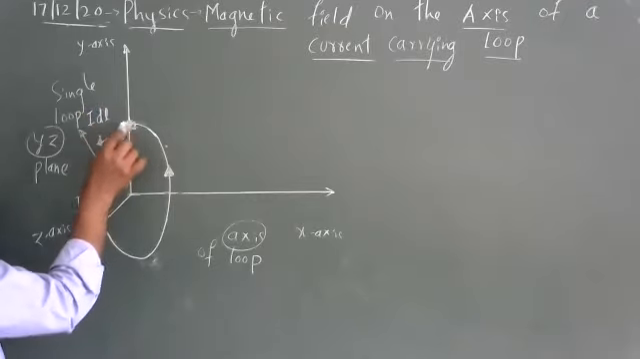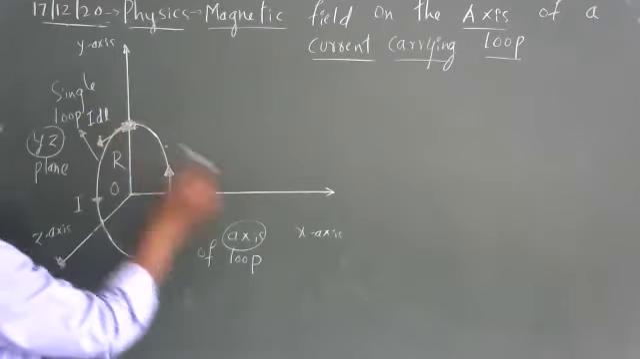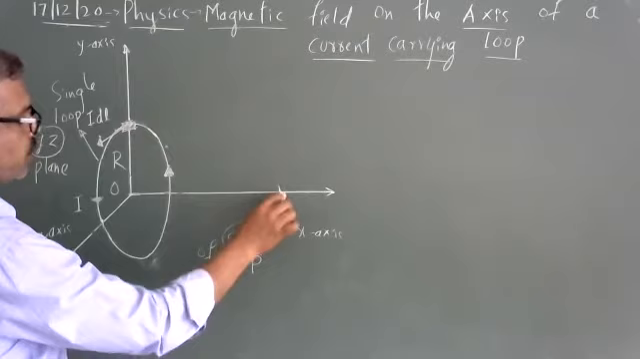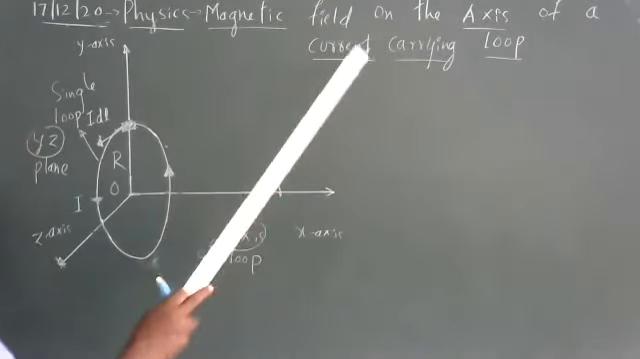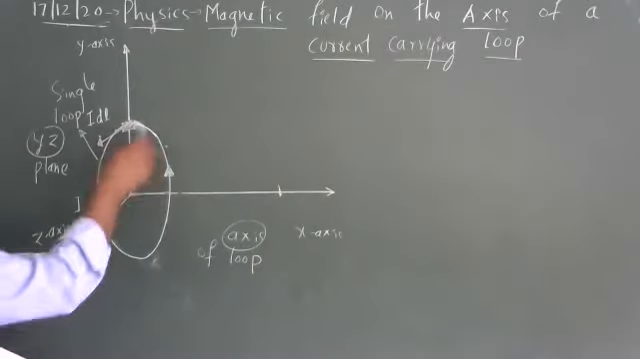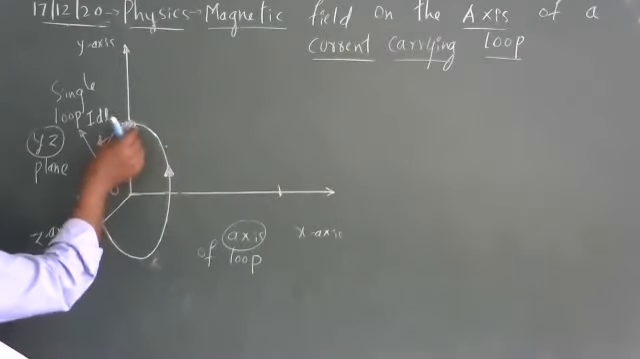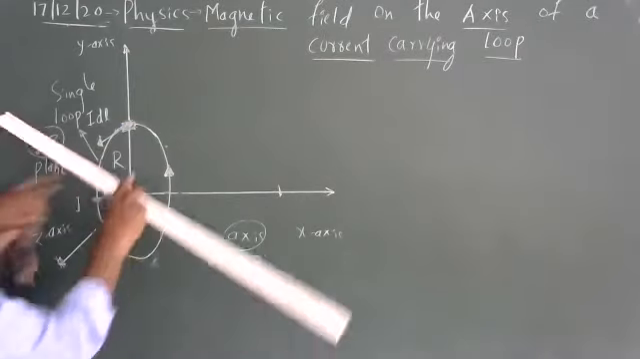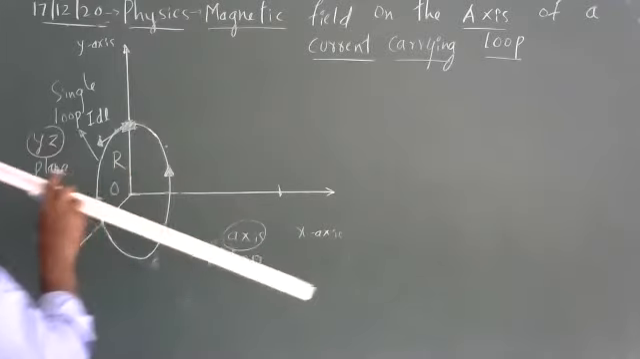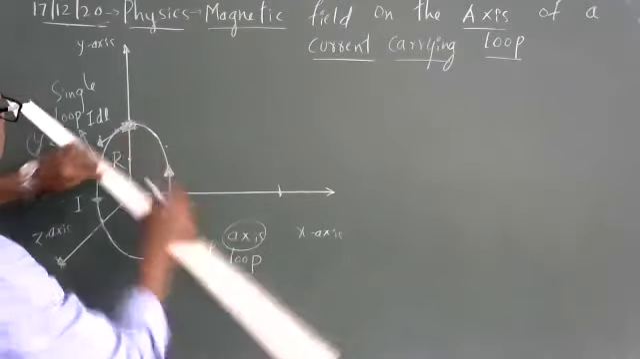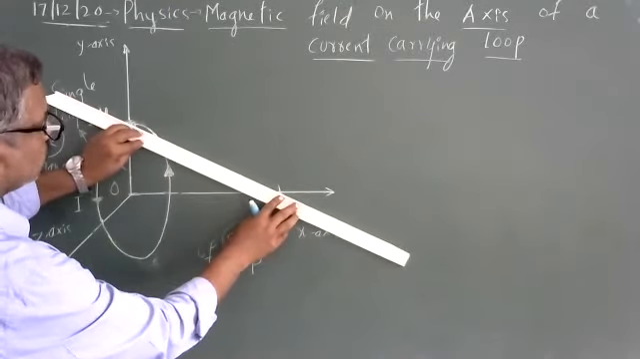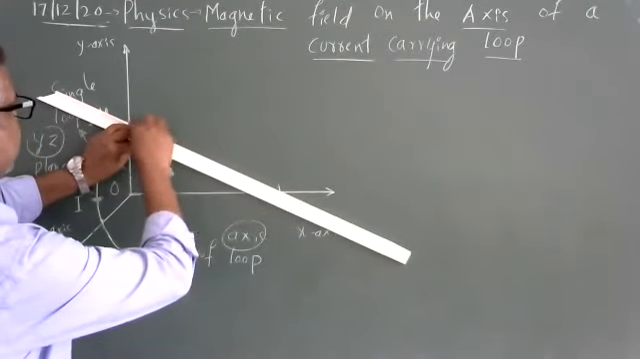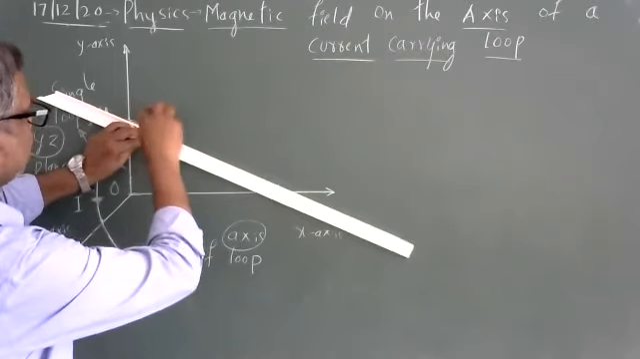And because of the small current in this part of the wire, what is the magnetic field at this point? Because the expression is for the magnetic field on the axis of a current carrying loop. This loop is carrying current. Take a small part of it and first calculate the magnetic field. Because of this loop, what is the magnetic field at a point P on the axis? Just connect it by some line.